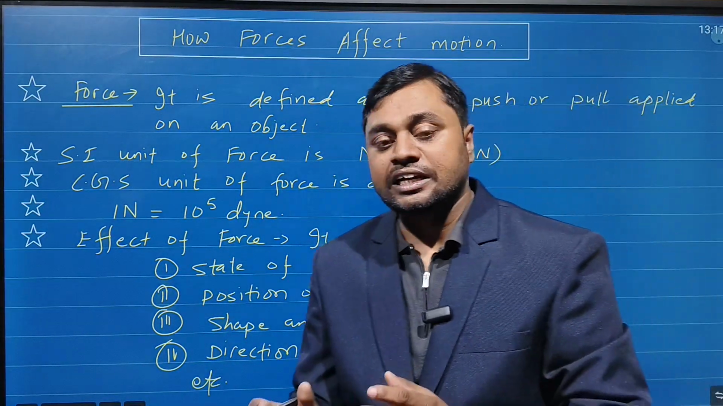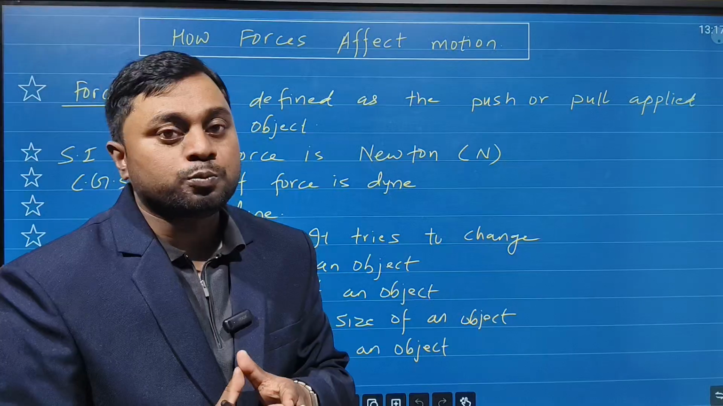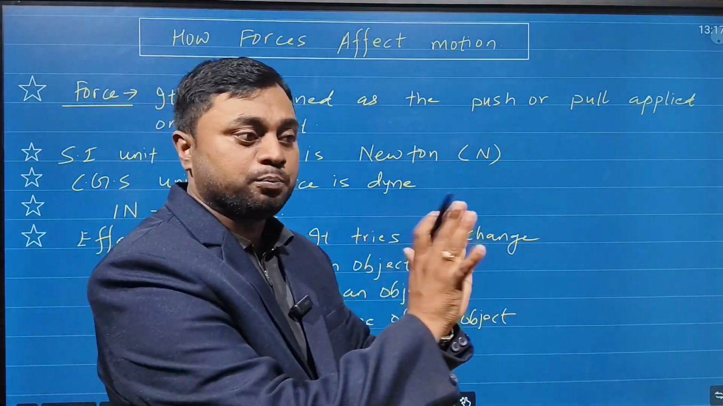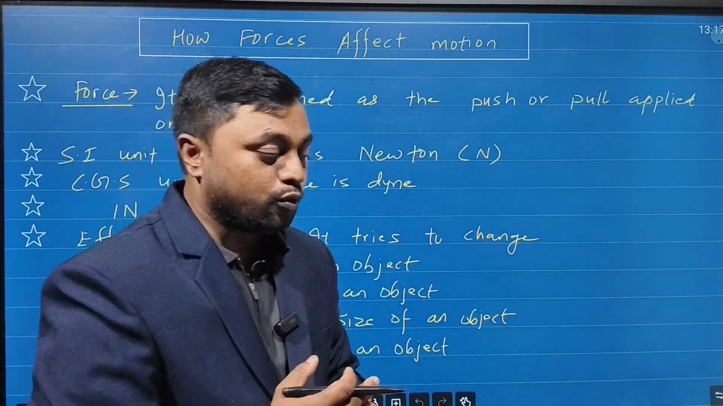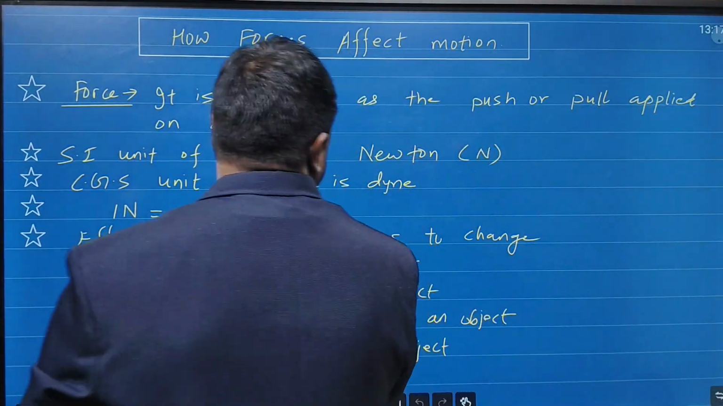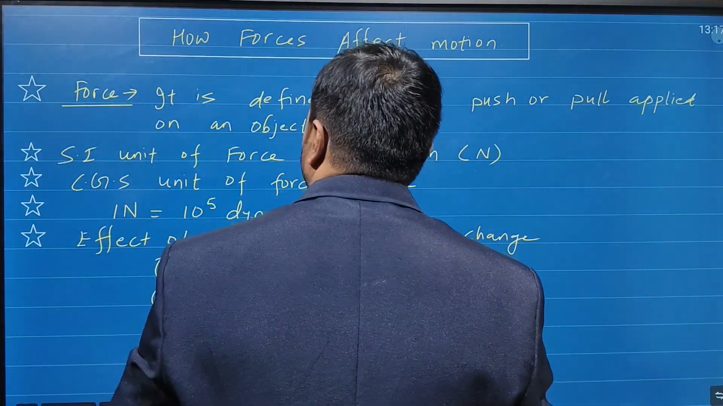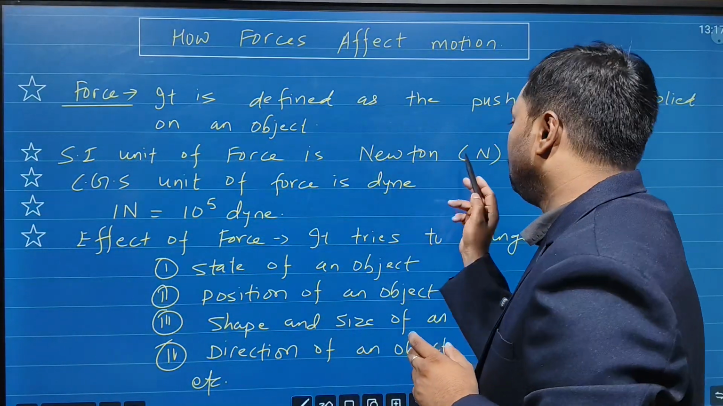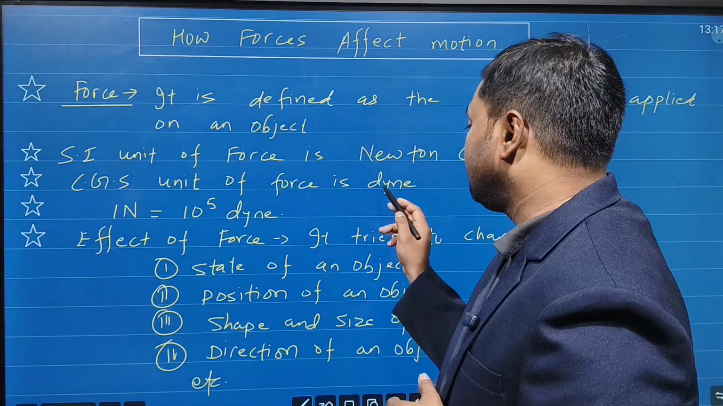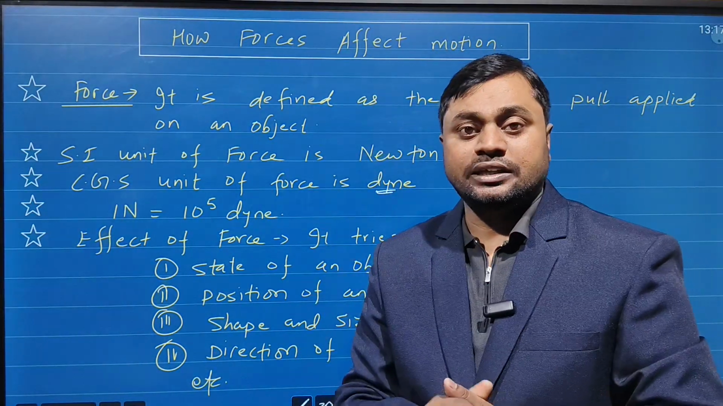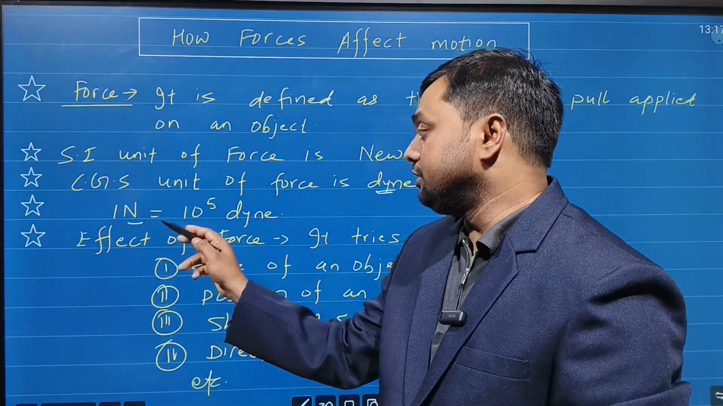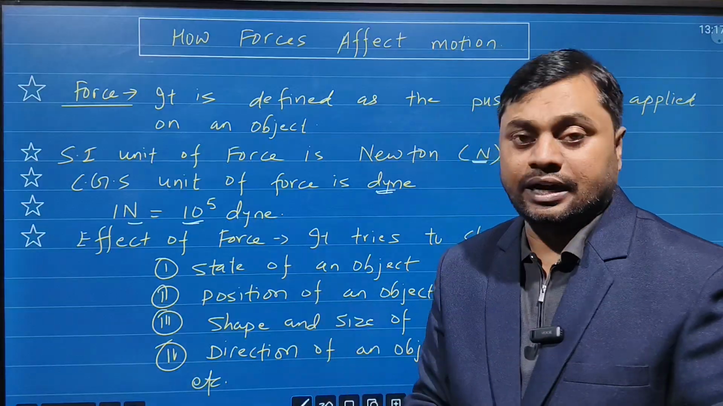Force is generally defined as a push or pull applied on an object. You should know force is what? Push or pull. And the SI unit of force is what? Newton. You can see the definition: it is defined as the push or pull applied on an object. The SI unit of force is Newton, and the CGS unit of force is dyne. There is a relationship between the SI unit and CGS unit. What is the relationship? 1 Newton is equal to 10 to the power 5 dyne.